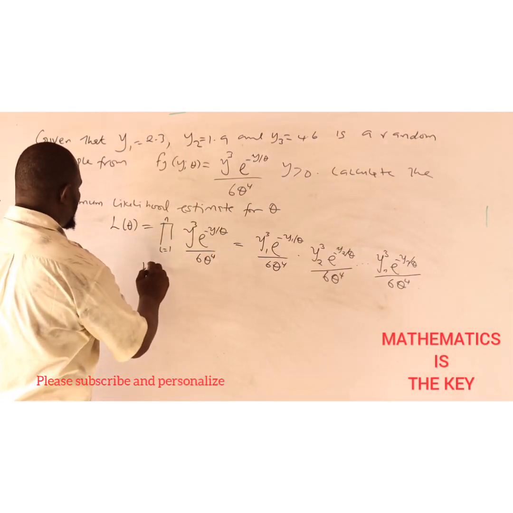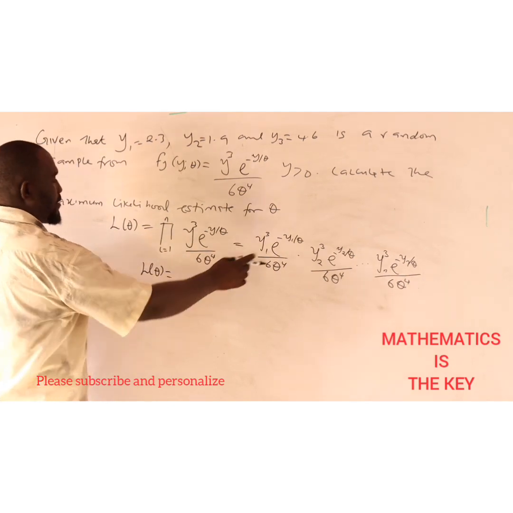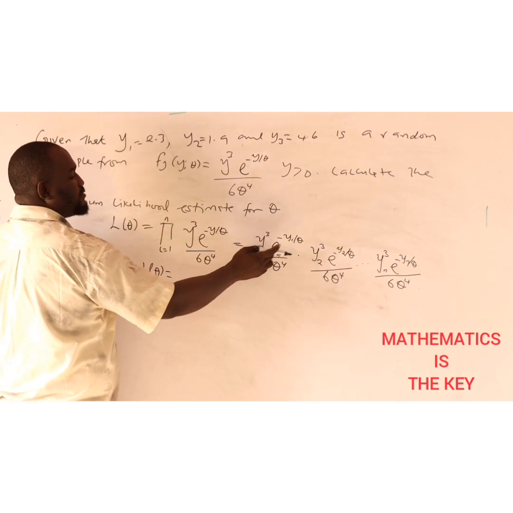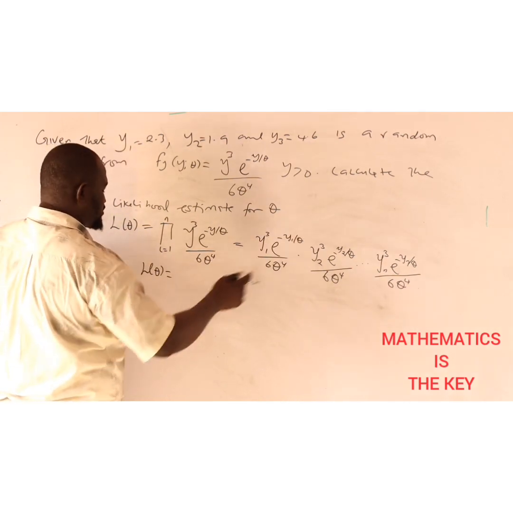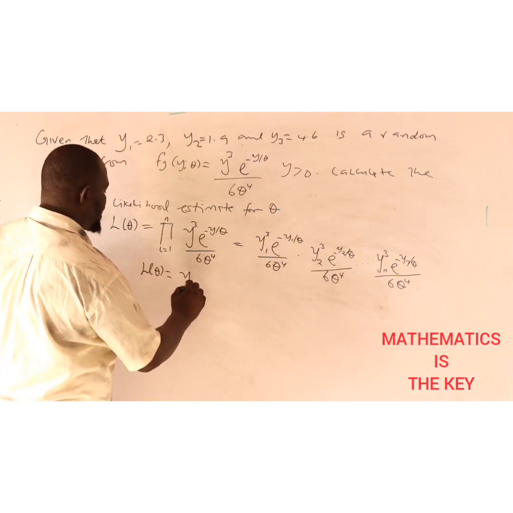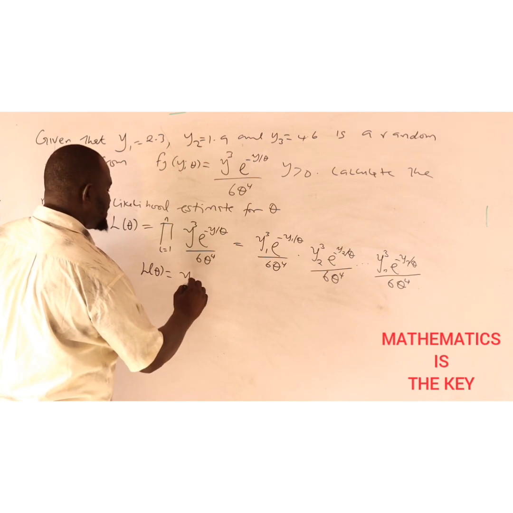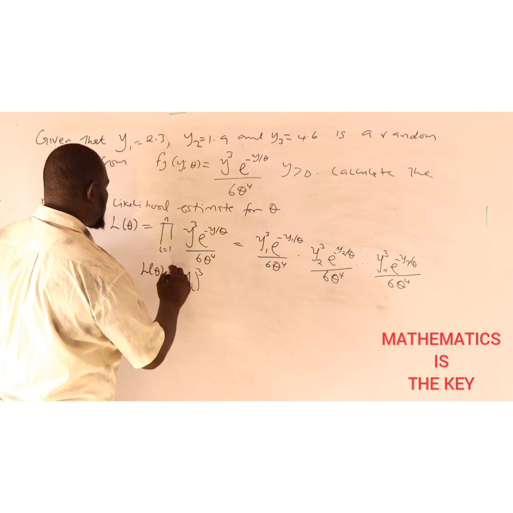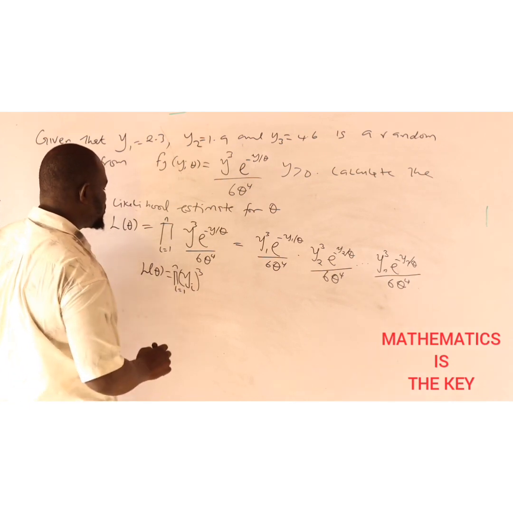So the likelihood function can be simplified as y1 to the power of 3 multiplied by y2 to the power of 3 and so on, which is the same thing as yi to the power of 3, and we have their product to n of i equals 1.